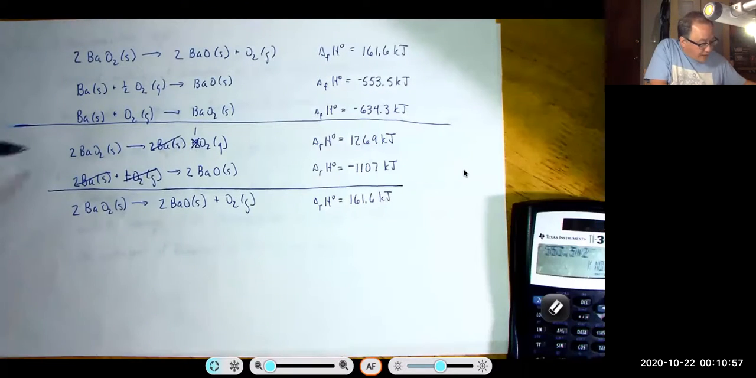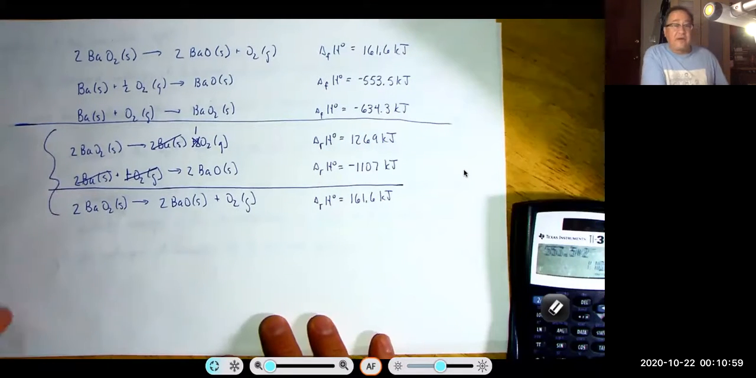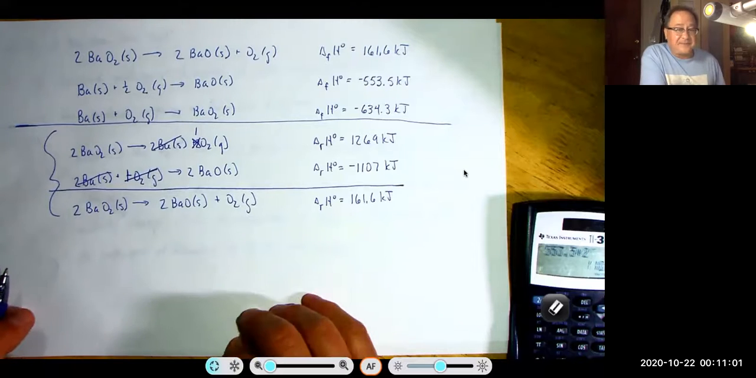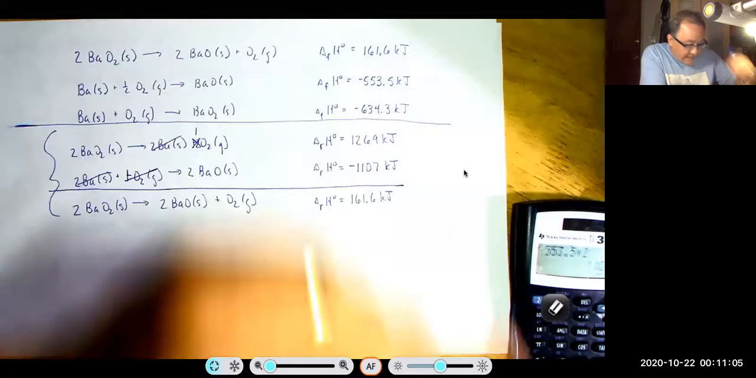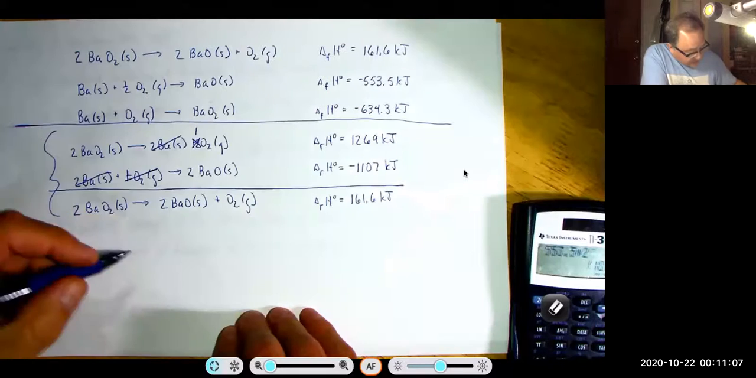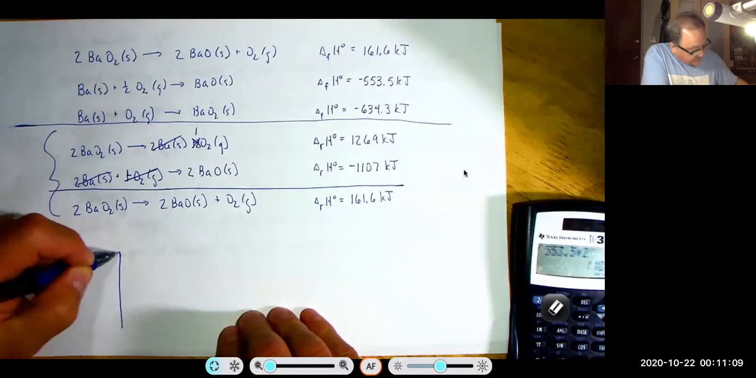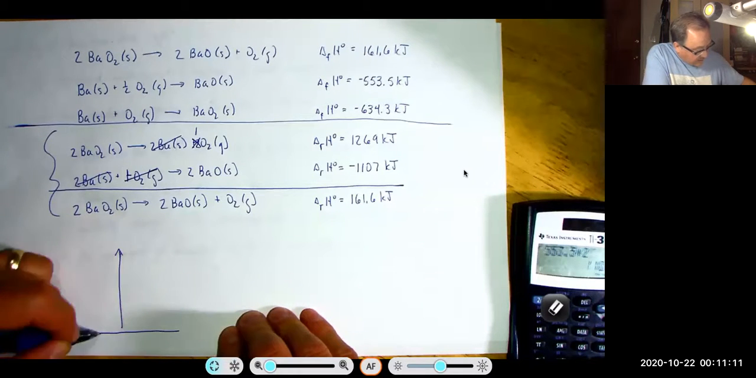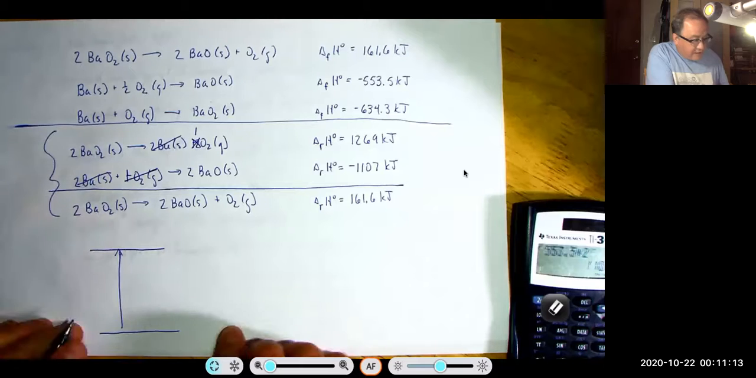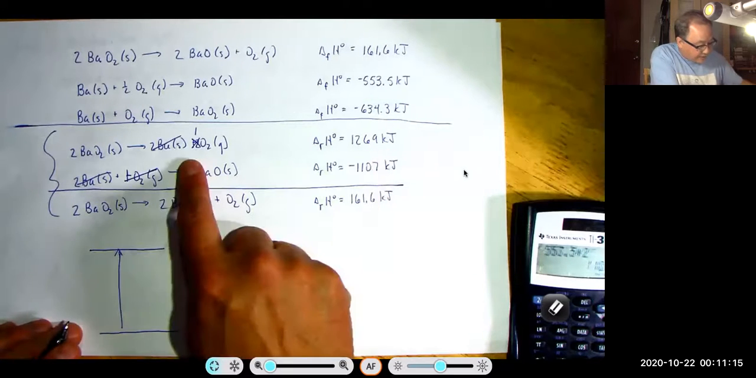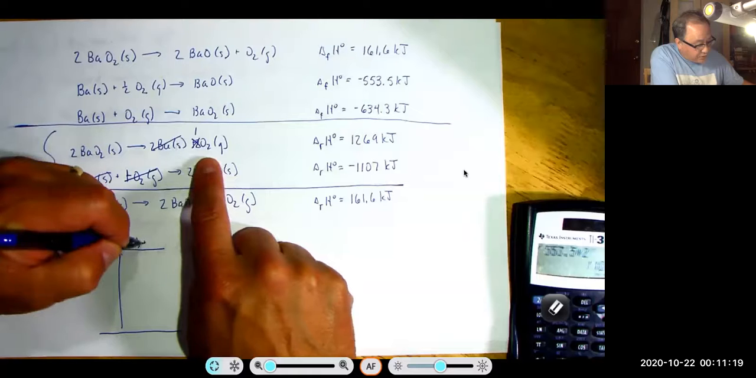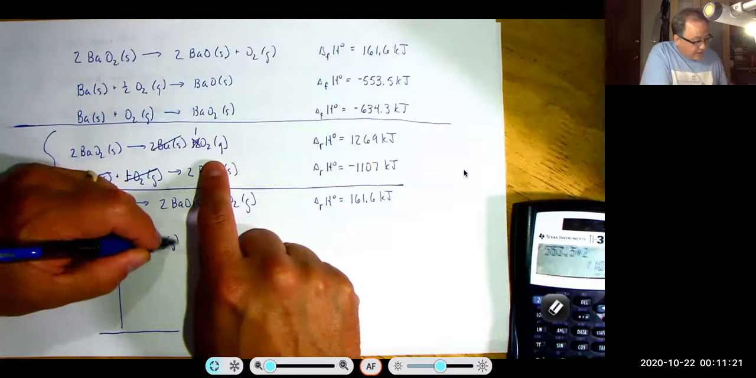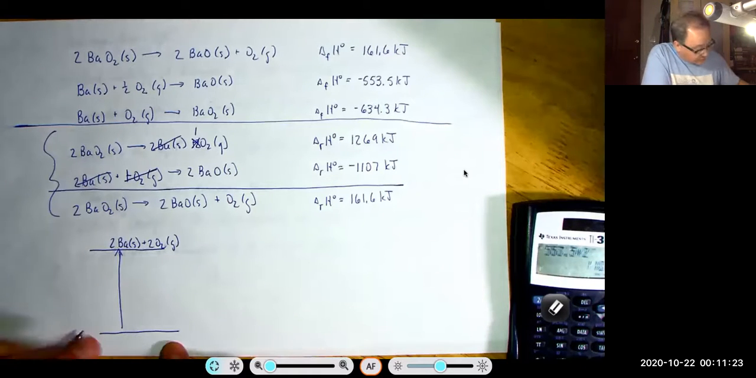So I want to write the energy level diagram for these 3 things. So I'm going to start with the biggest number. And since it's a positive number, it's going to go up like that. On the head of the arrow, I put the products. So the products are 2 barium plus 2 O2. And on the tail of the arrow goes the reactants.